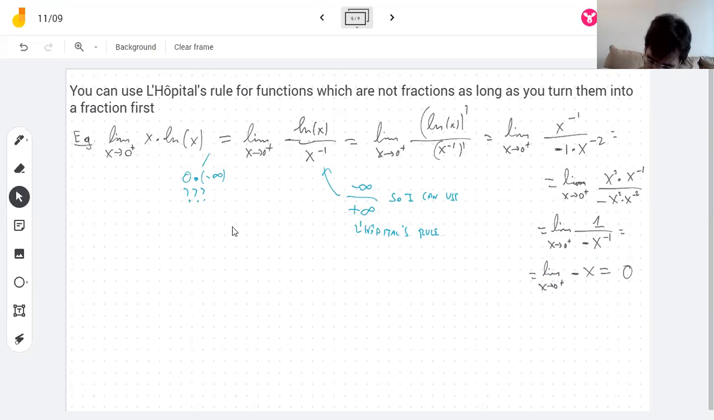So that's it. This limit is 0. When you multiply x and log x, log x wants to be very big and x wants to be very small. And it turns out that x wins. The logarithm of x becomes infinite very, very slowly.